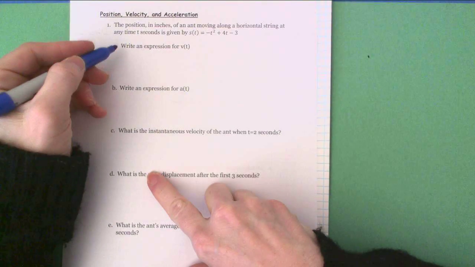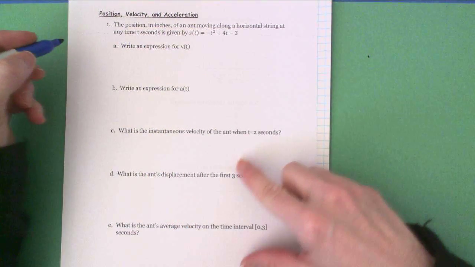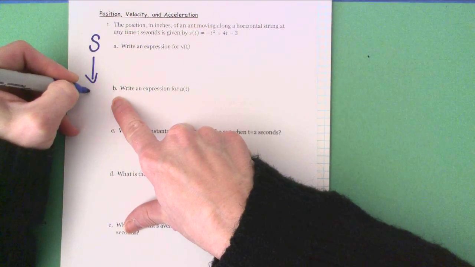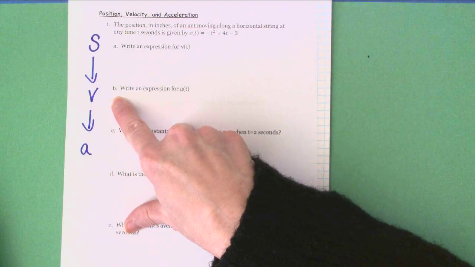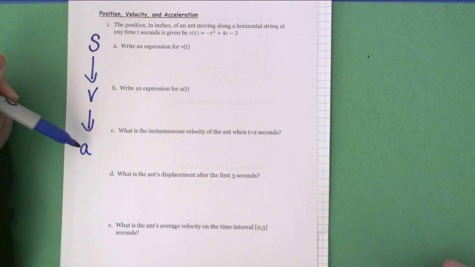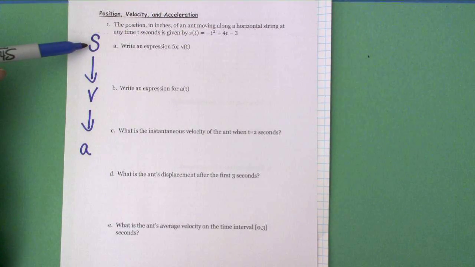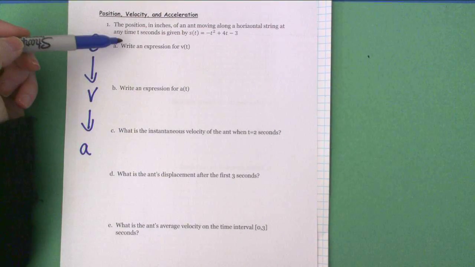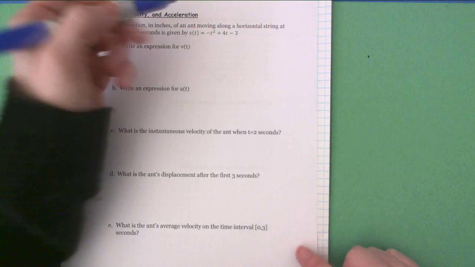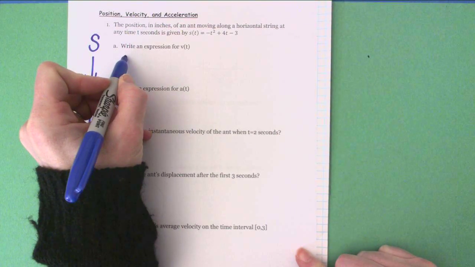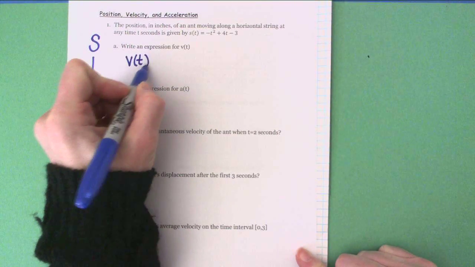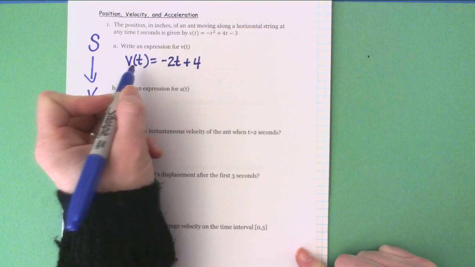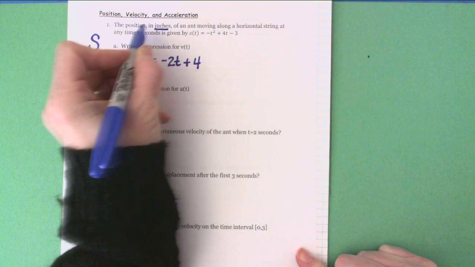Okay, so we have to know the order of derivatives. So from our learning last week, or the other day, the order of derivatives goes S to v to a. So position to velocity to acceleration. So if you take the derivative of position, you get velocity. If you take the derivative of velocity, you get acceleration. So to write an expression for velocity, I'm simply going to take the derivative of position. So v of t will be equal to negative 2t plus 4. And since it's a velocity, I'll write that as inches per second.